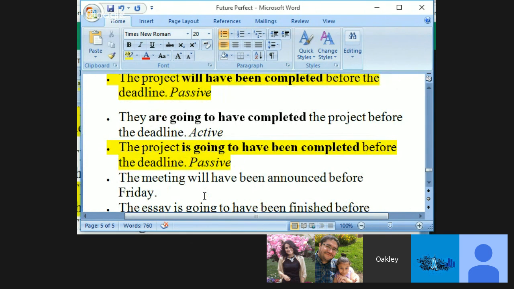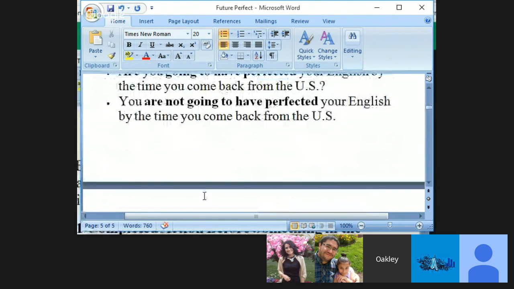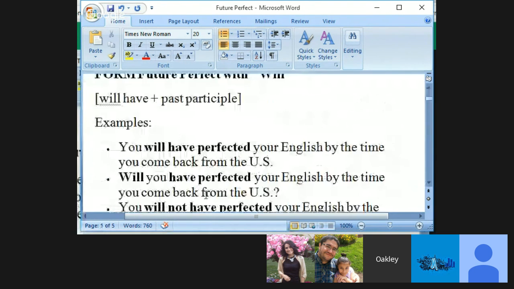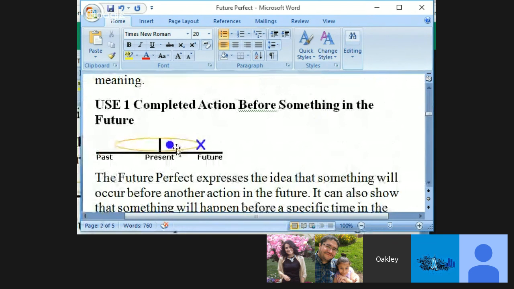All right. Again, there are the two forms. It doesn't matter which one you use. Really, the future perfect only has that one purpose, to show an action before another action or before another specific time in the future. There's really only that one function for the future perfect.